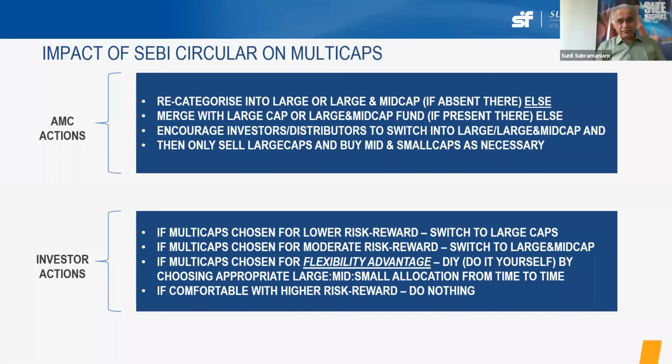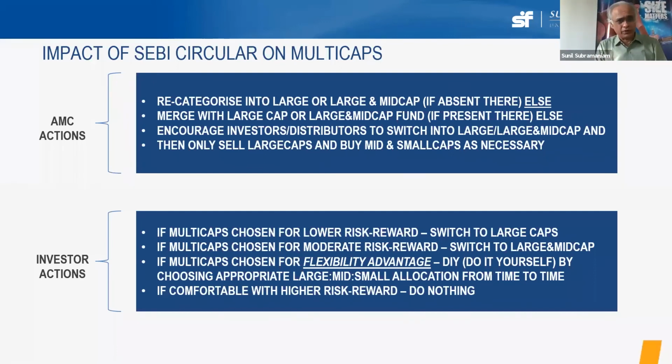Then thirdly, they will encourage their investors and the distributors to switch from their multi-cap to the large cap. So if all of these three things happen, it means there's no need to sell large caps and buy mid and small caps, by and large. So no action will happen. Only those AMCs which don't do any of this and leave it as multi-cap may need to sell some large caps and buy some mid and small caps. These are the AMC actions I expect.